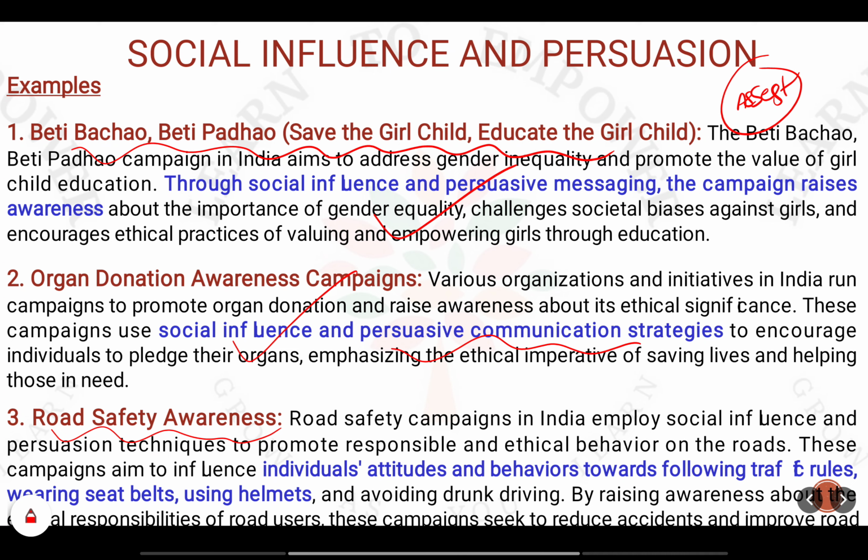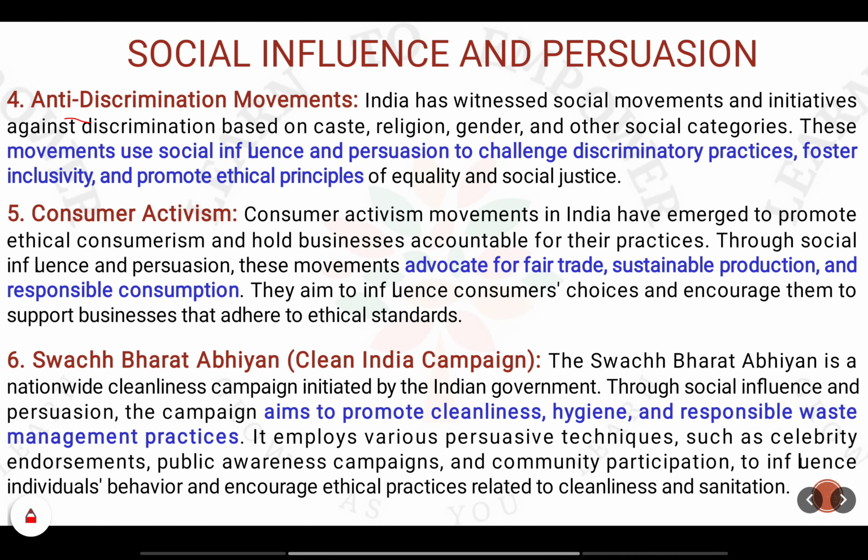Similarly, the case with the road safety campaigns that have been taking place, right? Even though the government gives the direction to follow road safety traffic rules or wear the helmet, still, when the persuasion technique is applied in the right direction, when you see your close ones meeting with an accident, then you will certainly understand, yes, following the rules and regulations of the particular field is very important, right?